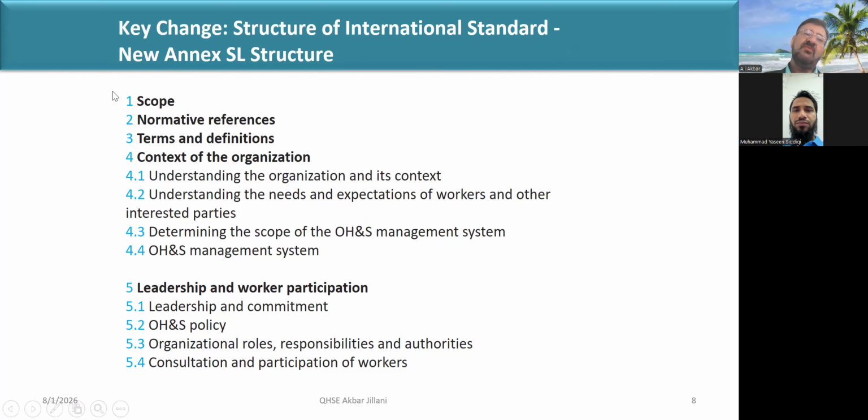But over here, when we are coming to class number 4, we also see 4.2 and 4.3, which is also talking about the scope. So when we are talking about the scope in the current ISO standard, it will be in class number 1, and also in class number 4.3. Clear, please? Yes, sir.